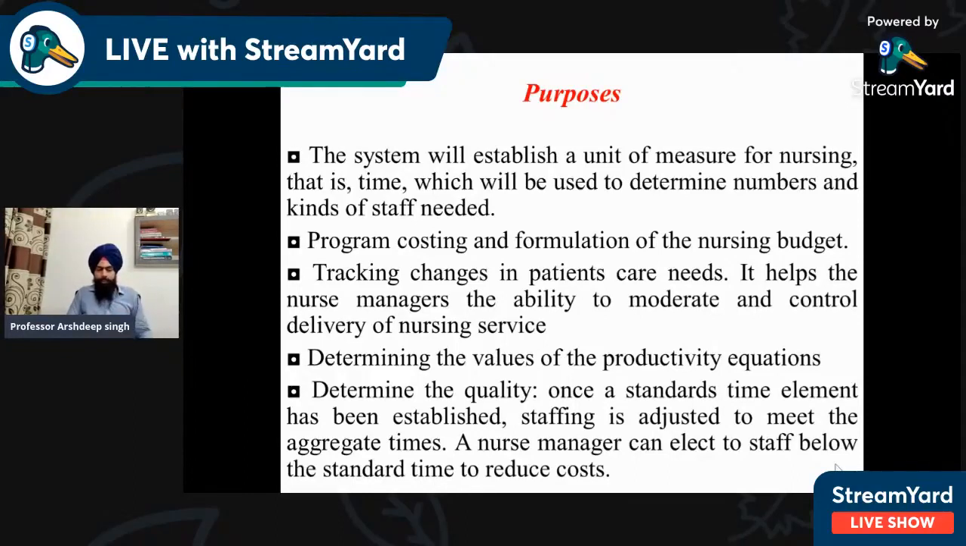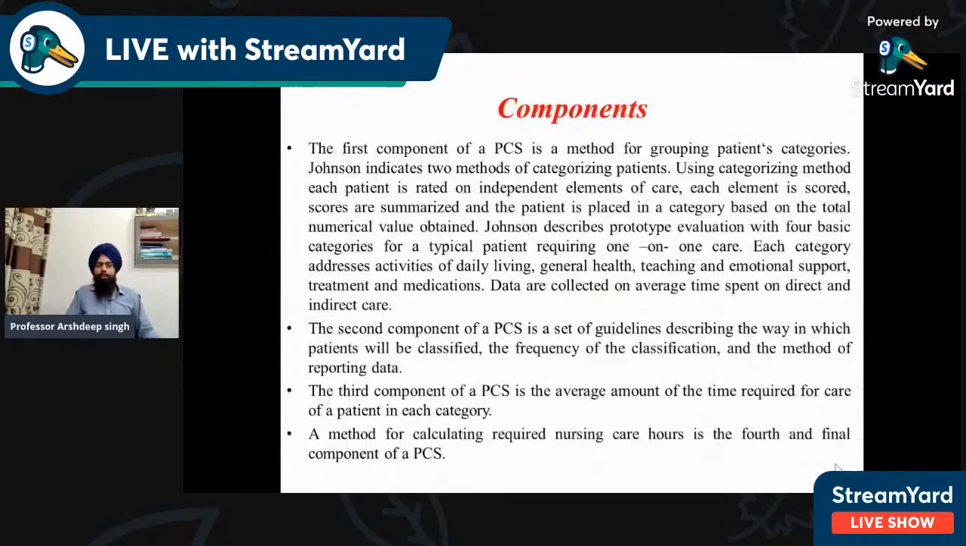For example, once the standard time element has been established, staffing is adjusted to meet the aggregate times. So if we are implementing the PCS, there is a certain specified set of criteria: this is the amount of staff required in the hospital, and these are the types of patients that regularly come to the hospital, and we have to provide services to these categories of patients. Okay, and the nurse manager can elect to staff below the standard time to reduce the cost. Okay, so it is a very useful method.